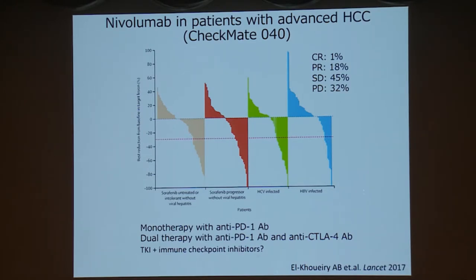The CheckMate 040 trial is a prospective phase 1-2 dose study of nivolumab, an anti-PD-1 monoclonal antibody, that assesses safety and clinical benefit across multiple hepatocellular carcinoma etiologies, including patients with HIV or HBV infection, and non-viral patients. Although the overall clinical response by the monotherapy is around 20%, improvement is expected by dual therapy with anti-CTLA-4 or tyrosine kinase inhibitor for patients with HCC in the near future.